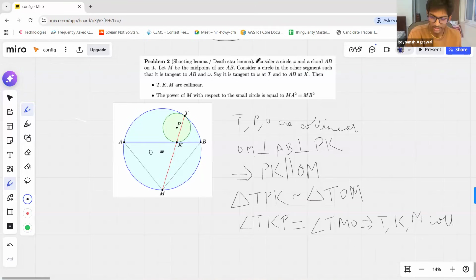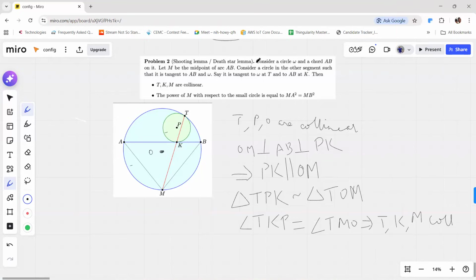Right. That's correct. So now there's another way to do this, using a homothety. Since T, P, O are collinear, there exists a homothety through T that takes P to O. And since T lies on both of these circles and P and O are the centers of both circles, this homothety takes the small circle to the big circle. Did everyone get that?